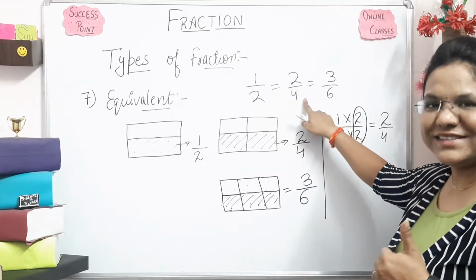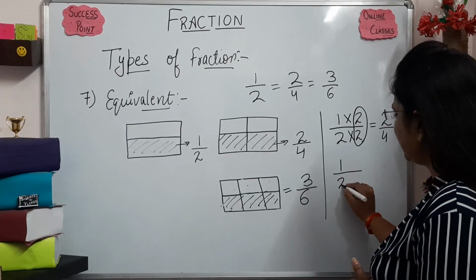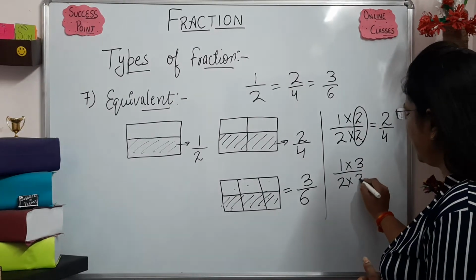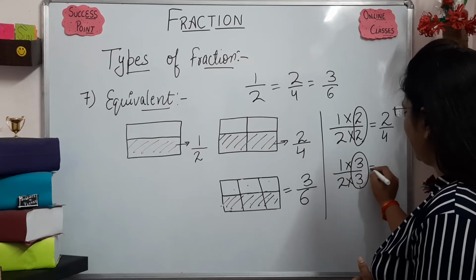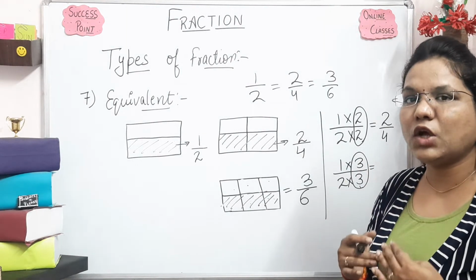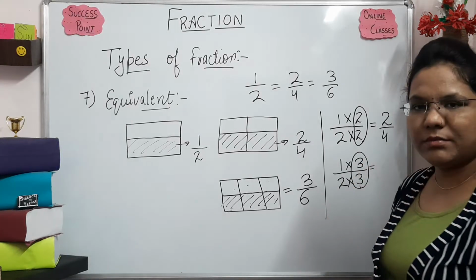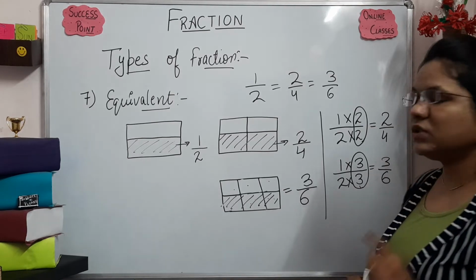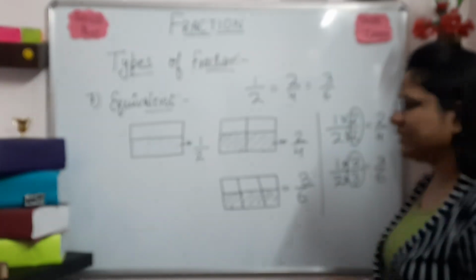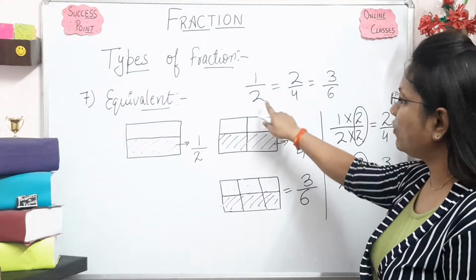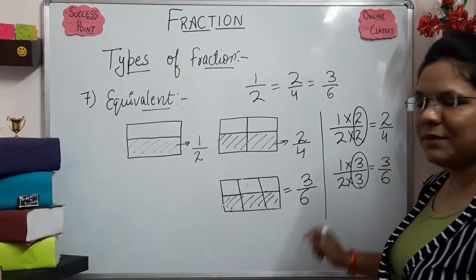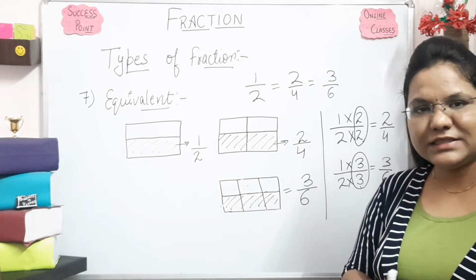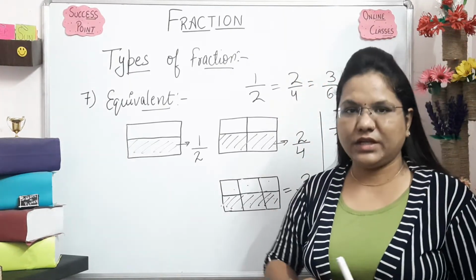Yes. Okay, let's take one more. This time I have 1 by 2 and I want to multiply this fraction with 3. So it will be 3 with the numerator, 3 with the denominator. We always should multiply with the same number. So 3 ones are 3, 3 twos are 6. So this time the fraction will become 3 by 6. Can we say 3 by 6 is an equivalent of 1 by 2? Yes, because we are multiplying 1 by 2 with 3 up, 3 down. So this is all about equivalent fraction.